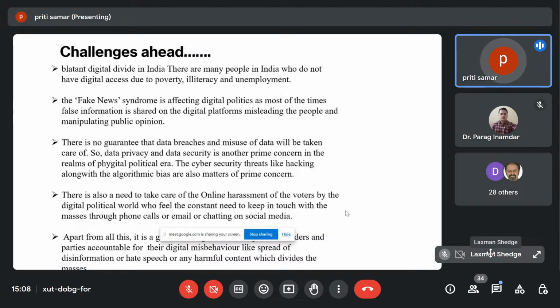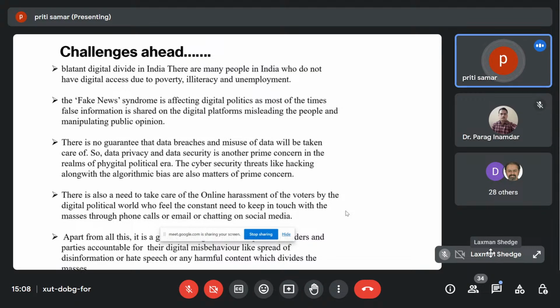So anyways, there are many challenges ahead to completely transform the Indian political system into a digital political system. The first challenge is the digital divide in India. There are many people in India who do not have digital access, particularly in the rural areas, due to poverty, illiteracy, and unemployment. So it is rather difficult for the political leaders to reach the masses, these rural area masses, in a digital way.